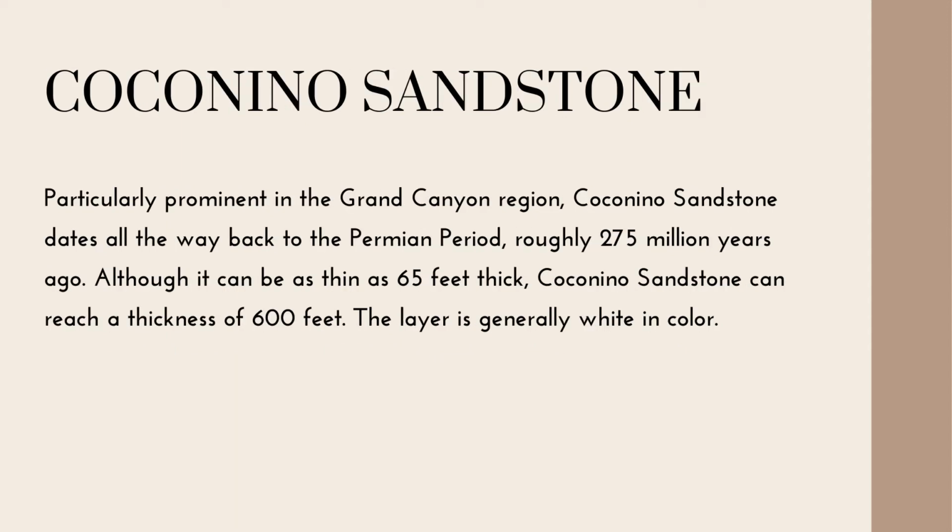Coconino Sandstone. Particularly prominent in the Grand Canyon, Coconino Sandstone dates all the way back to the Permian period, roughly 275 million years ago. Although it could be only 65 feet thick, Coconino Sandstone can reach a thickness of over 600 feet. It is especially prominent in the Grand Canyon Village area. This layer is generally white in color.